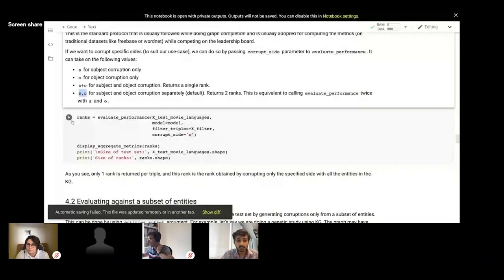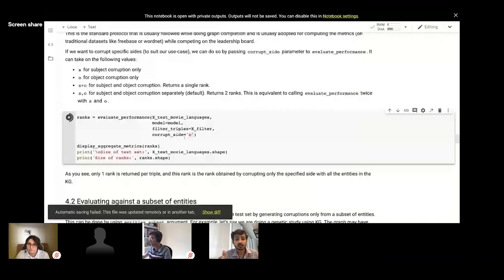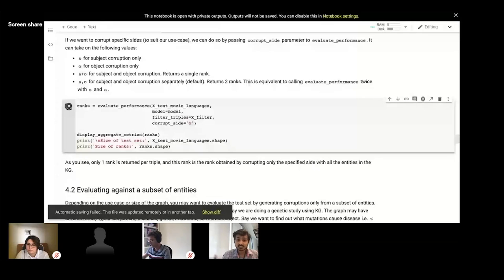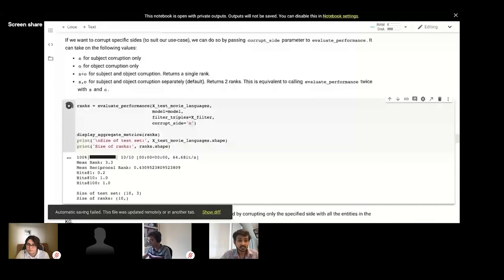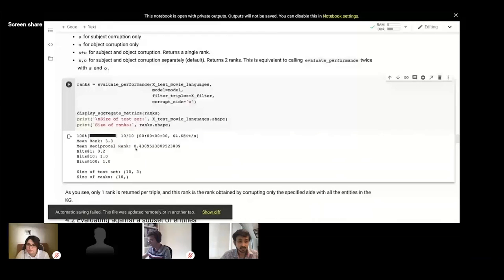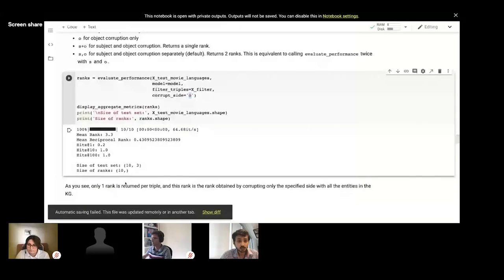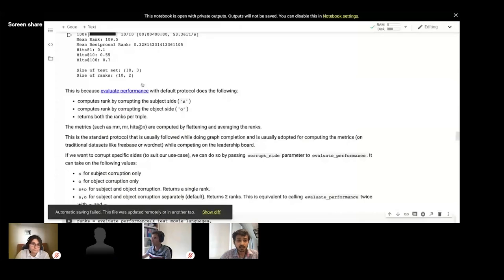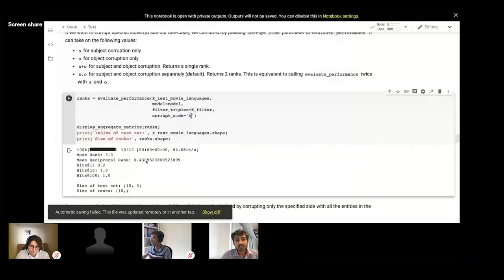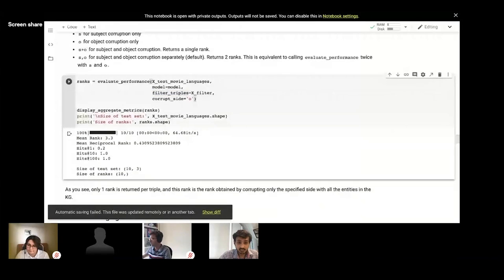But if I just say corrupt only the object side, it will corrupt the object side with all the entities that we had in our data set, that's 14,000 entities. And then you can see you get ranks of size 10, which means there's only one dimension to it. Earlier you had 10,2, but now you have 10, that means it corrupted only one side and returned 10 ranks. You can also see that earlier the MRR was around 0.22, and now the MRR improved. That's because you're making the task slightly easier for the model, as you're ranking against only one side. So that's one way to do it.